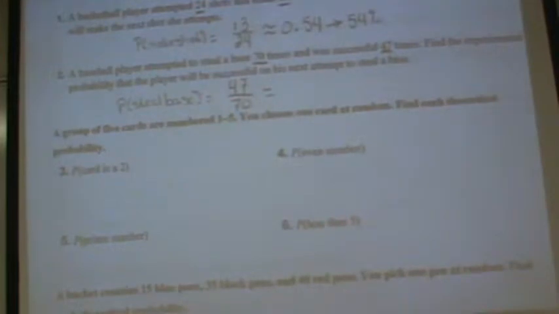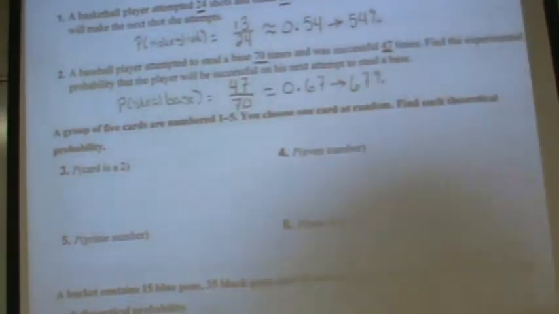And when you plug that into your calculator, you'll get a decimal that is 0.67, which translates to 67%.